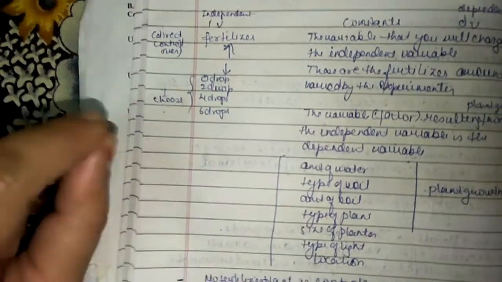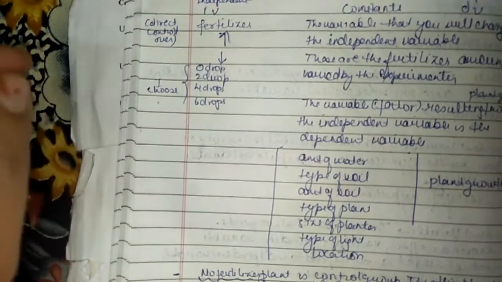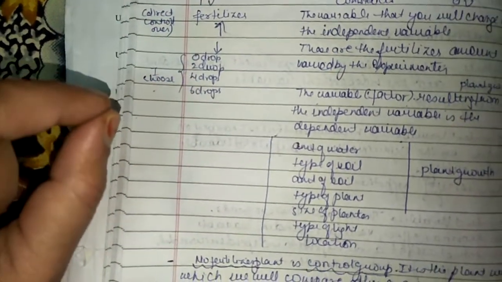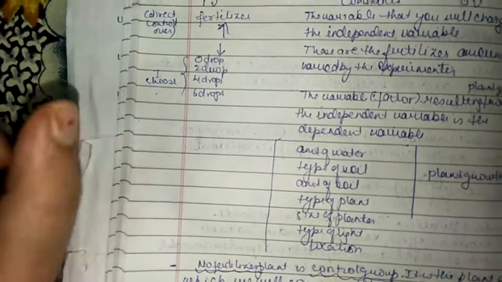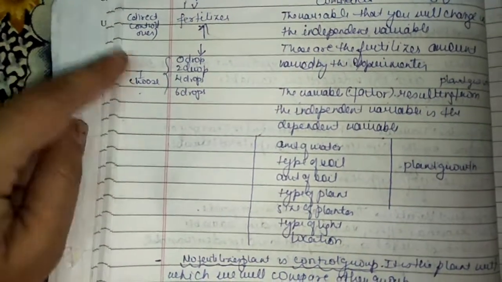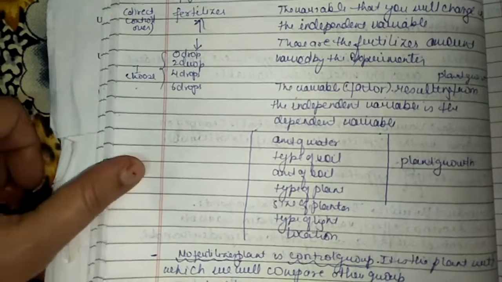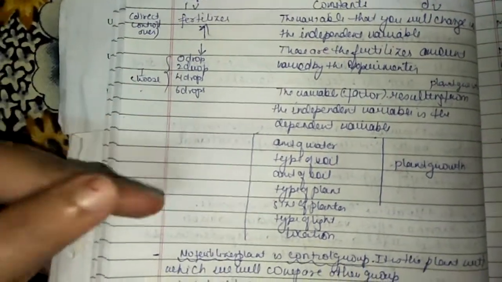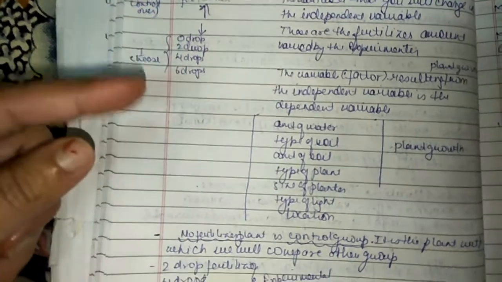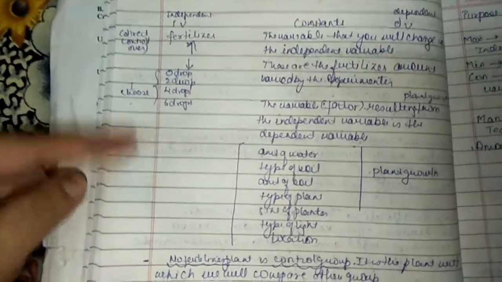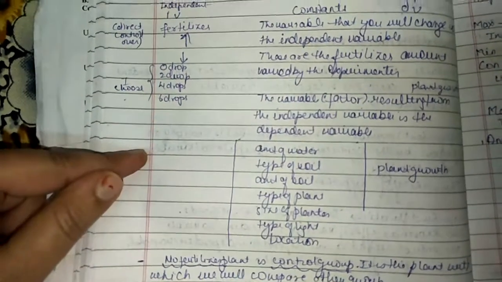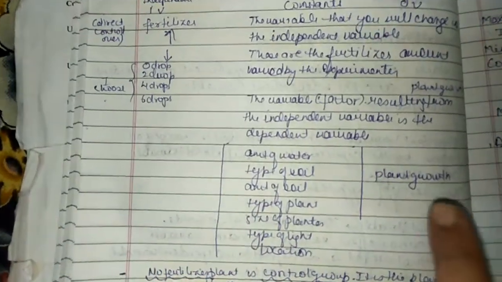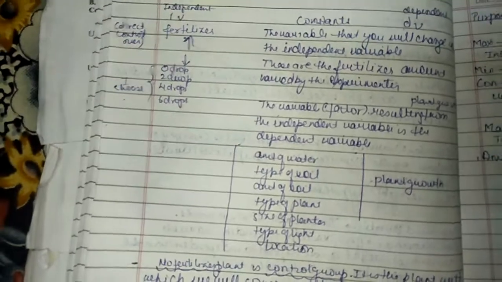I'll write it down. Then I'll use a fertilizer, and 2 drops of fertilizer I'll use. Then I'll see the effect of that on the growth of the plant. Then I'll keep on increasing the ratio of fertilizers on the plant. And I'll note down the effect of these fertilizers on the plant's growth.